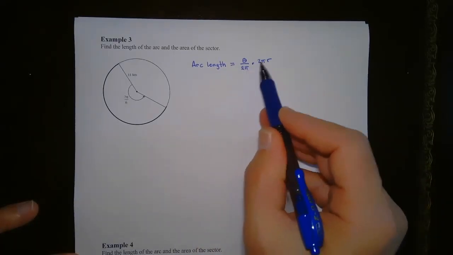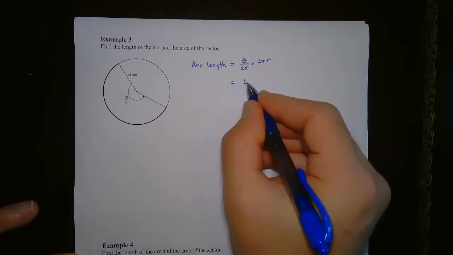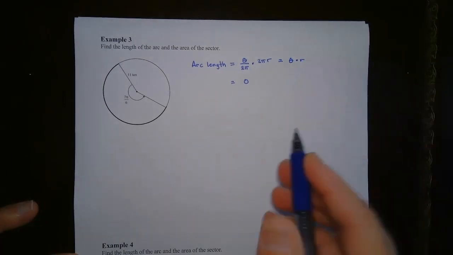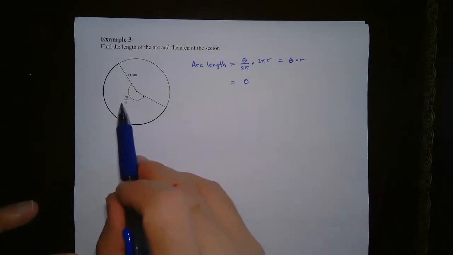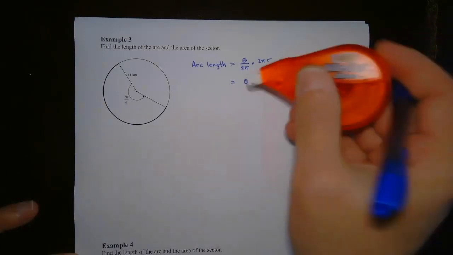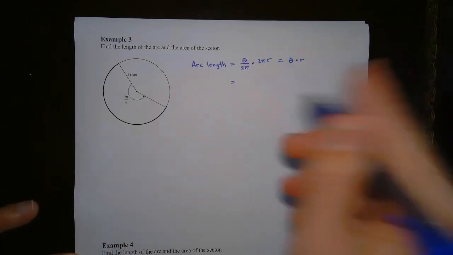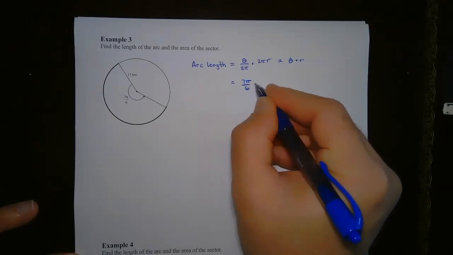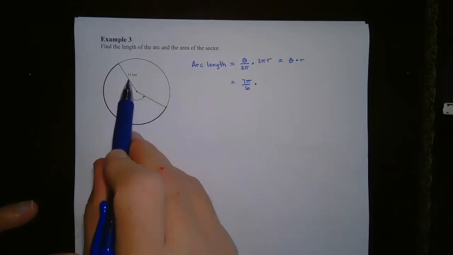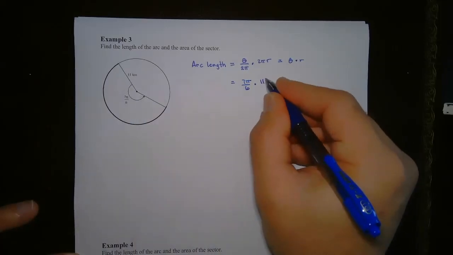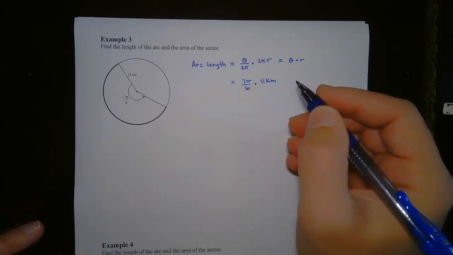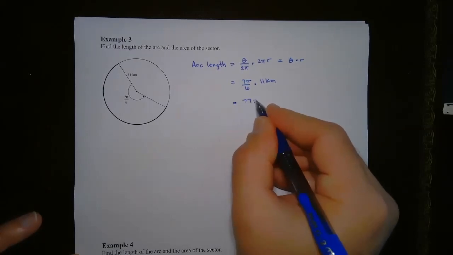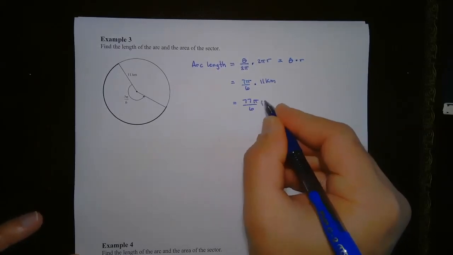So your 2 pi's cancel, and you're left with theta times r, which allows me to go, okay, so what's my theta? My theta is 7 pi over 6. Let me erase this theta that I was starting to write here. Okay, so our theta is 7 pi over 6. So 7 pi over 6 times the radius, and the radius right here is 11 kilometers. So when we multiply this, that would give us 77 pi over 6 kilometers.